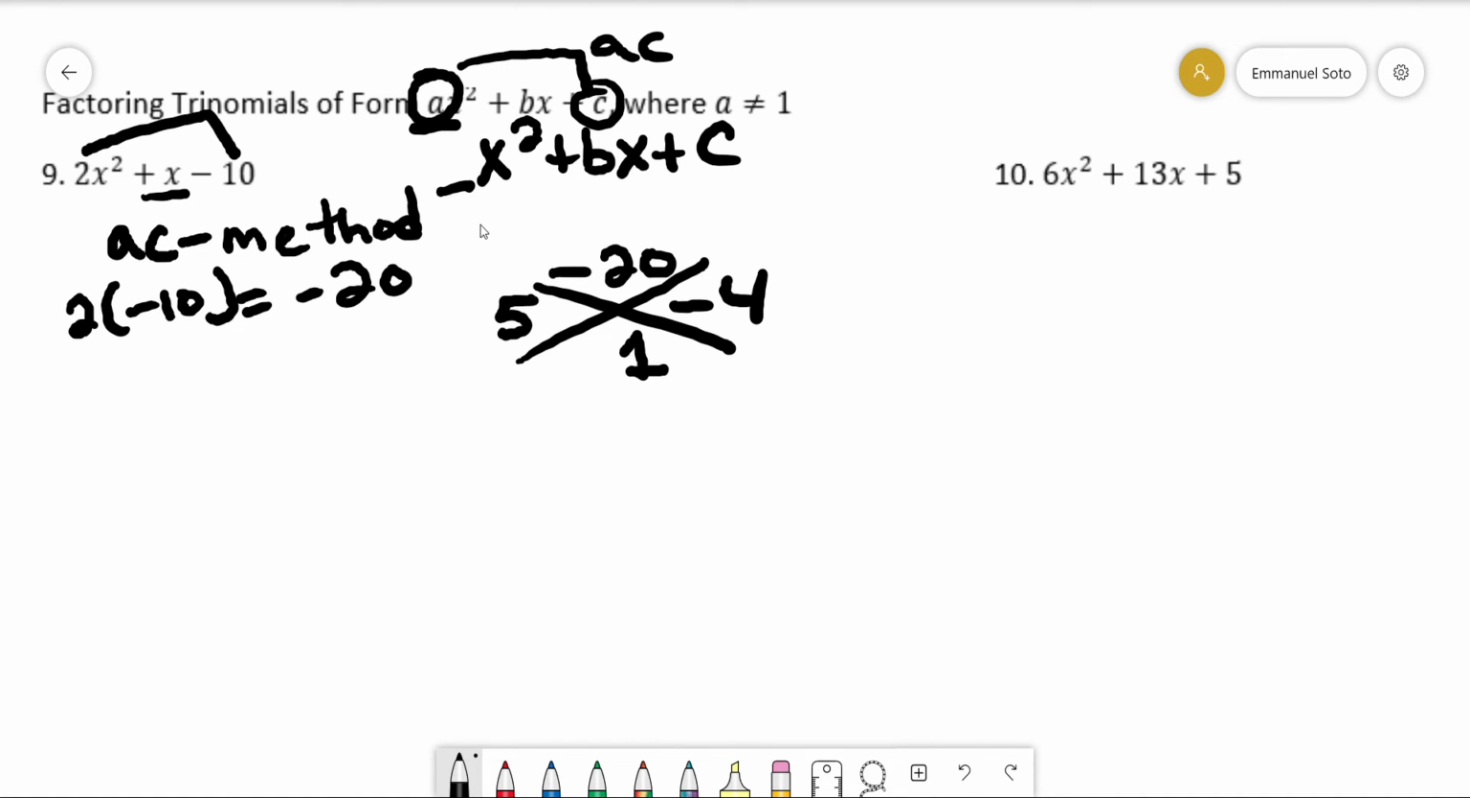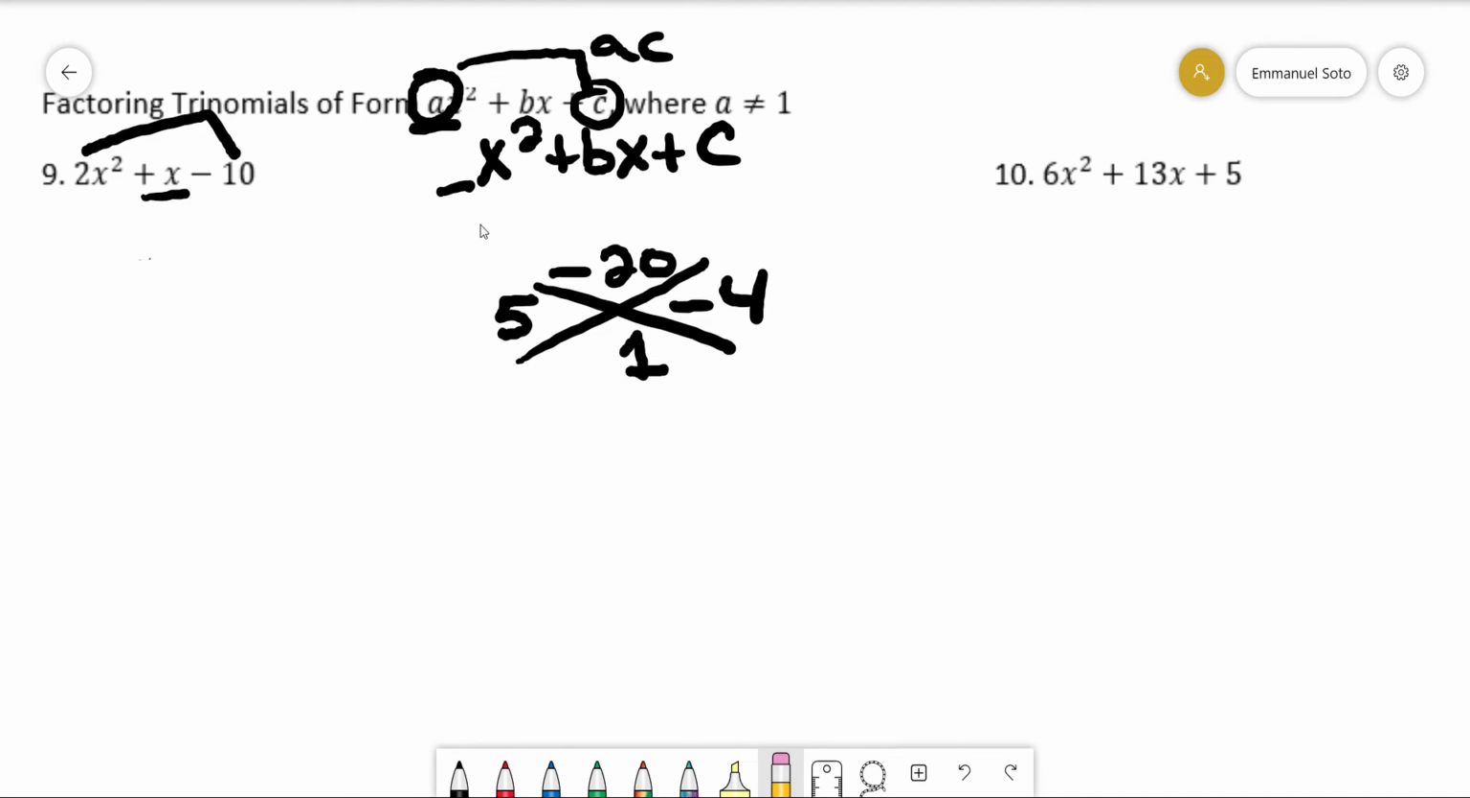And then what you do is you split this middle term here. So let me erase this stuff here. So you're going to replace this middle term with those 2 terms, 5 and negative 4. And you're going to bring everything else down. Okay, so you bring this down. So we have 2x squared.